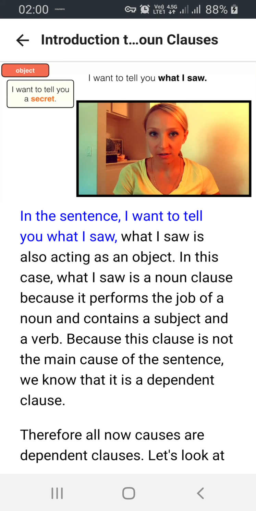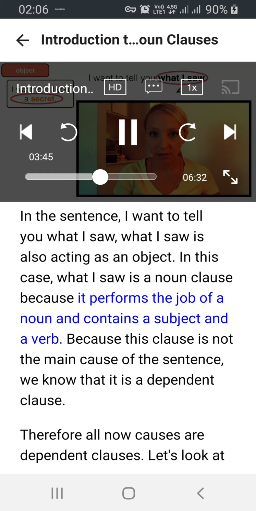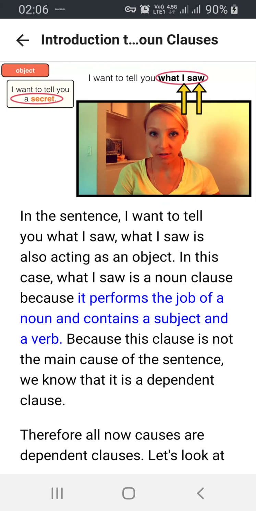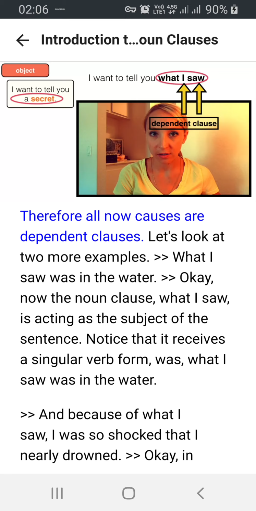In the sentence, I want to tell you what I saw, what I saw is also acting as an object. In this case, what I saw is a noun clause because it performs the job of a noun and contains a subject and a verb. Because this clause is not the main clause of the sentence, we know that it is a dependent clause. Therefore, all noun clauses are dependent clauses. Let's look at two more examples.